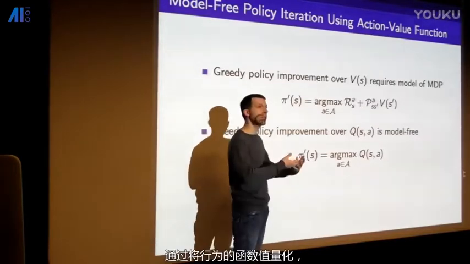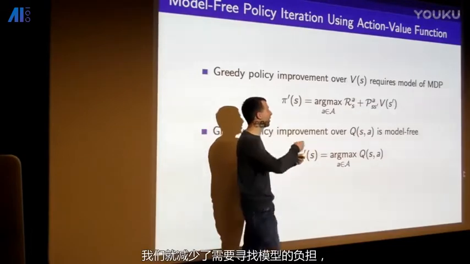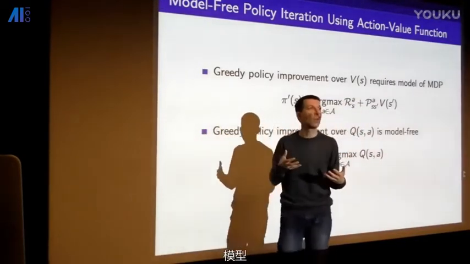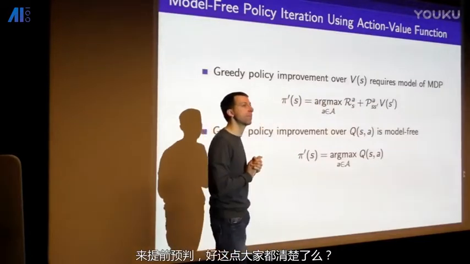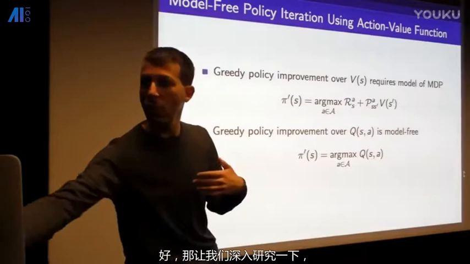So by caching the values of our actions, we reduce the burden of what we require from our model. We don't need to look at the model anymore. We don't need to roll it forward. Is that clear? Okay. So let's drop that in.